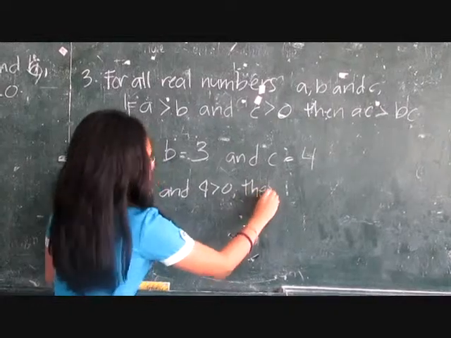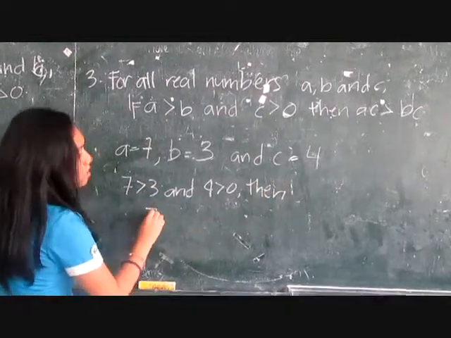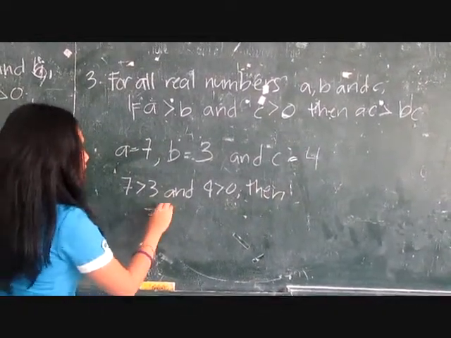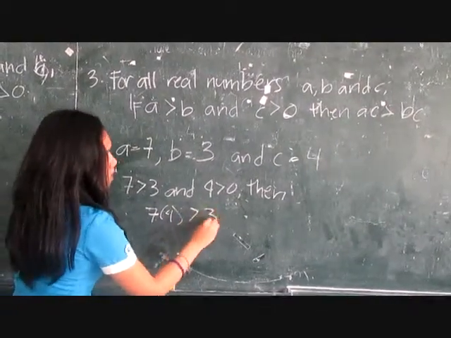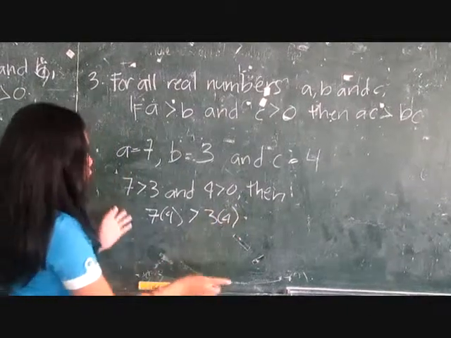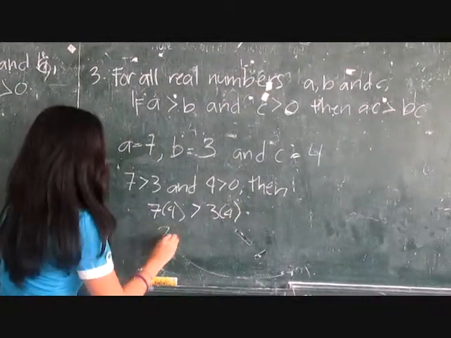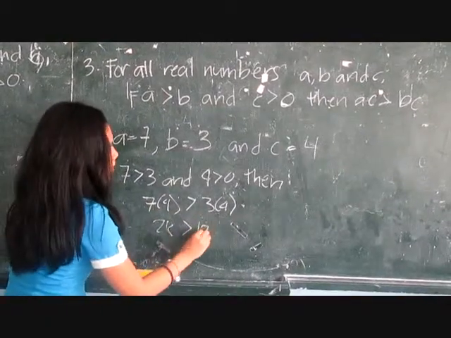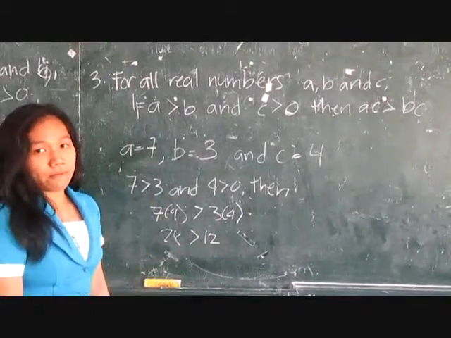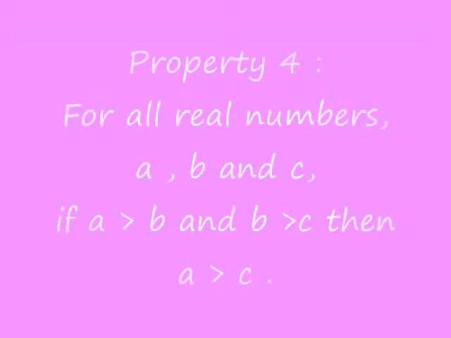Then 7 times 4 is greater than 3 times 4. So 7 times 4 is equal to 28 and 3 times 4 is equal to 12. So 28 is greater than 12.